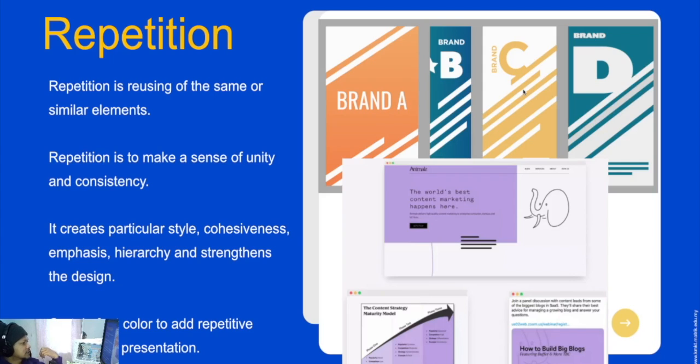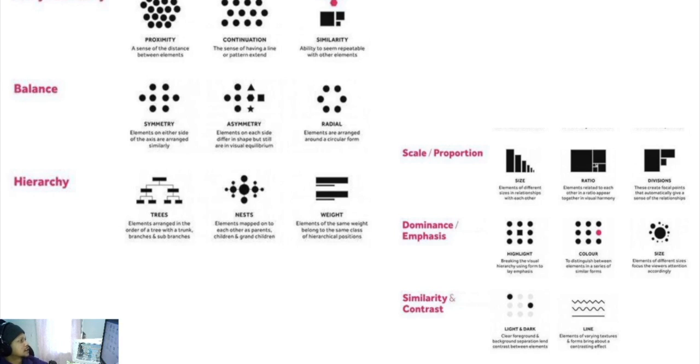A certain font color to add a repetitive pattern to a presentation. You can use a color, text, shape, anything to repeat. This is one more example about repetition, using the dot. Repetition, yes, correct. The same dot, circle, continuity, similarity.